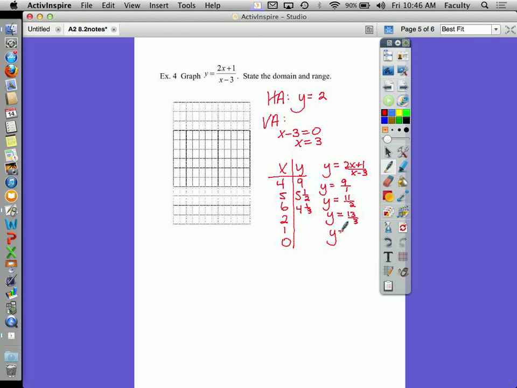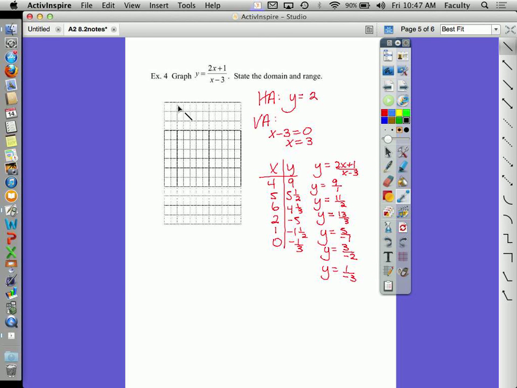Now let's plug in the 2. 2 times 2 is 4 plus 1 is 5, but that's over -1. So that's -5. If I plug in a 1, 2 plus 1 is 3 over -2. That's -1.5. And if I plug in 0, that's 1 over -3 or -1/3.